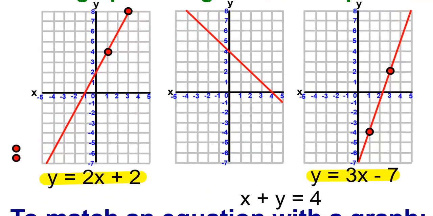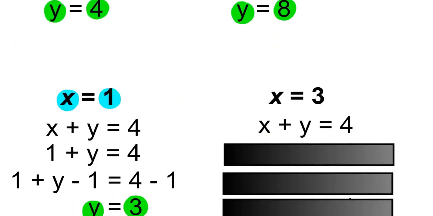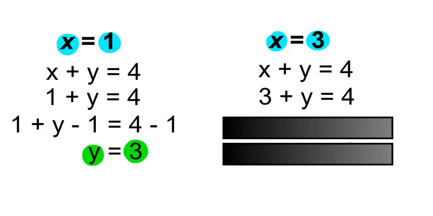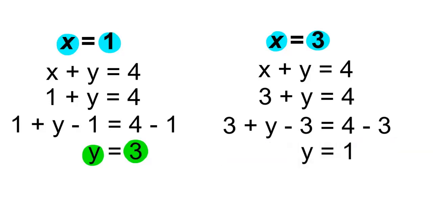So x is 1, y is 3? It does. And we'll confirm again with x is equal to 3. So x plus y equals 4. 3 plus y equals 4. To remove the 3, we subtract 3 from both sides. The 3's cancel on the left-hand side, leaving us with y. And 4 minus 3 is equal to 1. So when x is equal to 3, y is equal to 1.